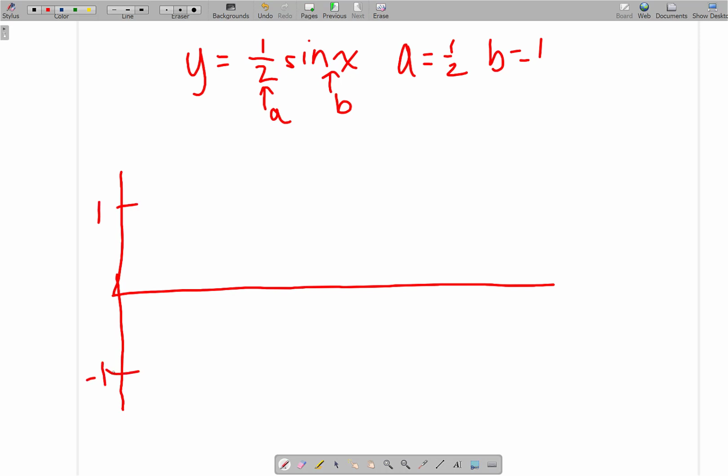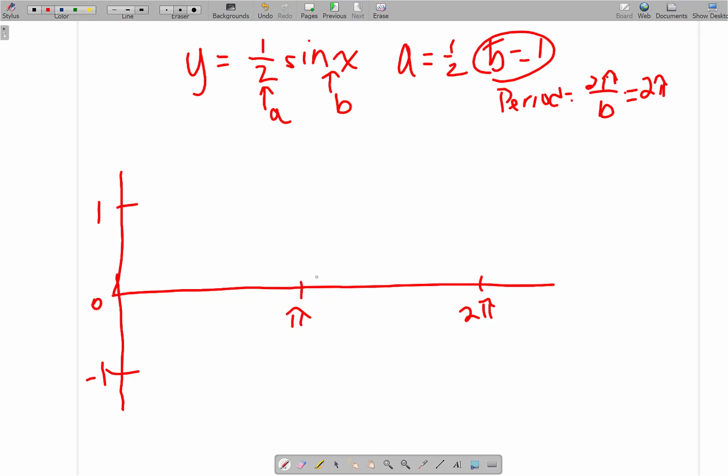And because b is 1, our period equals 2 pi over b, which equals 2 pi. We start at 0, we go to 2 pi. This is the same graph every time, unless the period changes. It will change when b doesn't equal 1, which we'll do in a little bit. This is pi over 2, and this is 3 pi over 2. So we go to start our graph. See if you can come up with what it is.